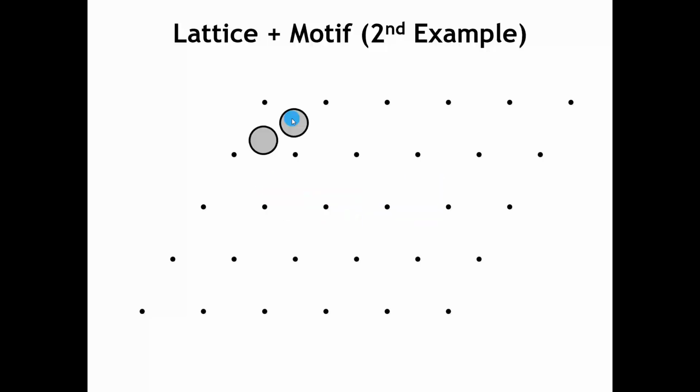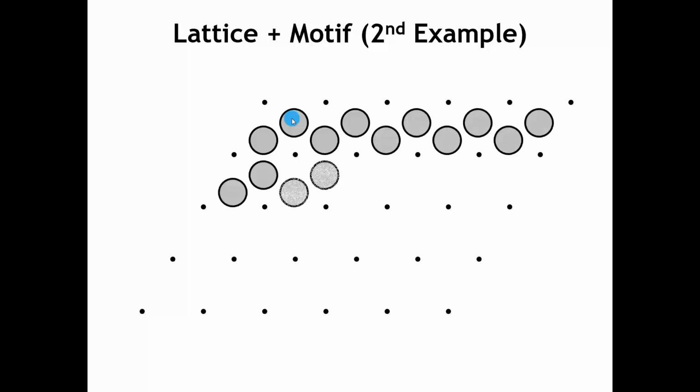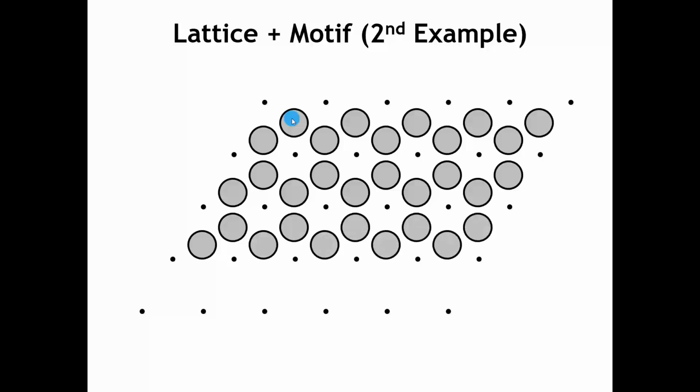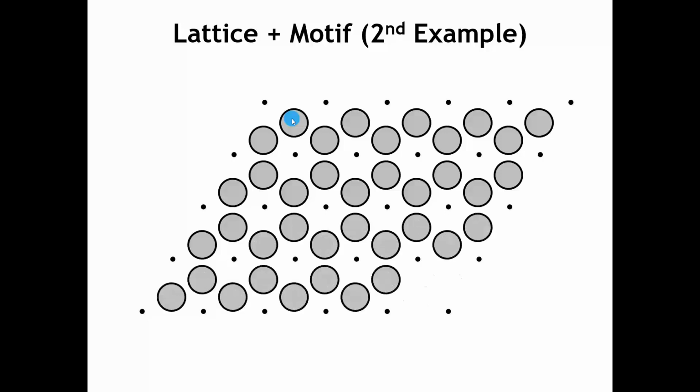Okay, what did you get? Did you get something that looked familiar? Well, let's complete the example here, and I'll show you what I got. So here I'm adding in those 2 carbon atoms, exactly the same distance from each lattice point. And when I do that, I get this pattern.